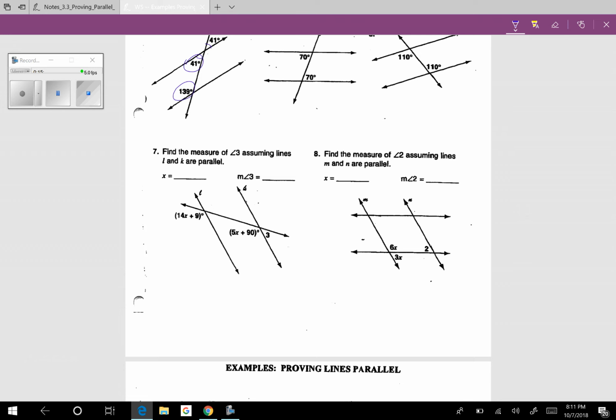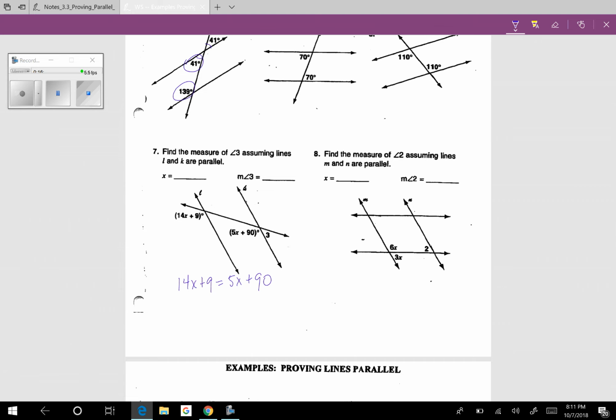All right, number 7. It says find the measure of angle 3, assuming lines L and K are parallel. So they're telling us that the lines are parallel, so we can make certain assumptions about these angles. What is the relationship between these angles? They're in the same spot, so we call that corresponding. If they're corresponding, are they equal to each other, meaning congruent, or do they add up to 180? They are congruent. So we can say 14x plus 9 is equal to 5x plus 90.